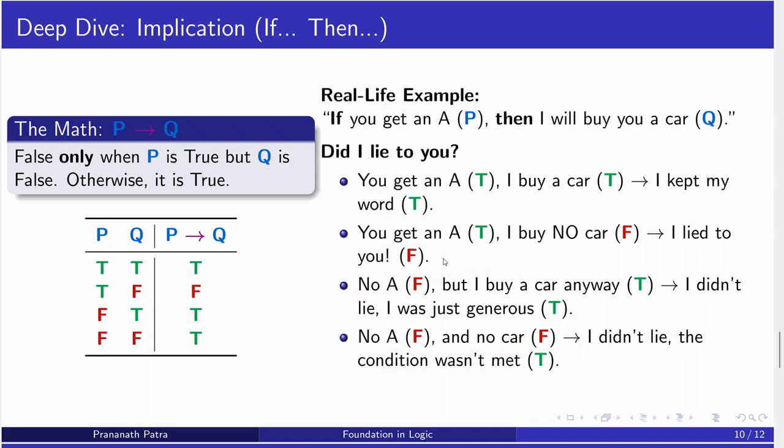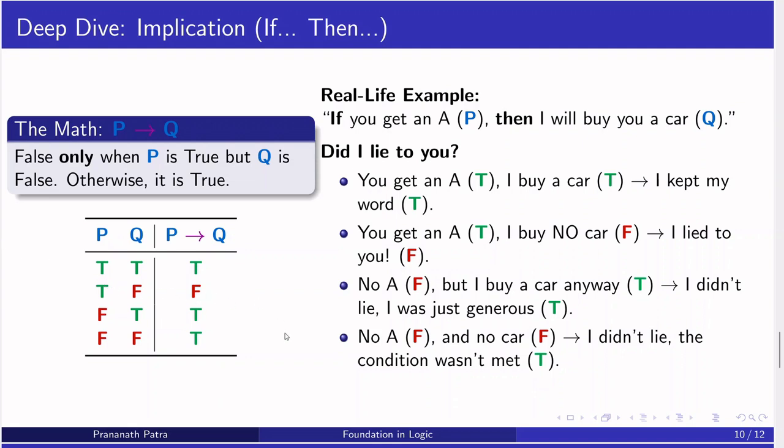Now here's where it gets interesting. What if you don't get an A? No A, but they buy you a car anyway. They were just being generous. They technically never lied, because their promise was specifically about the A. True. No A and no car? Well, the condition was never triggered, so they didn't lie either. True. This is called vacuous truth. When the premise is false, the implication is automatically satisfied. It feels weird, but it's logically consistent. The only way to break a promise is to fulfill your end and then not follow through.